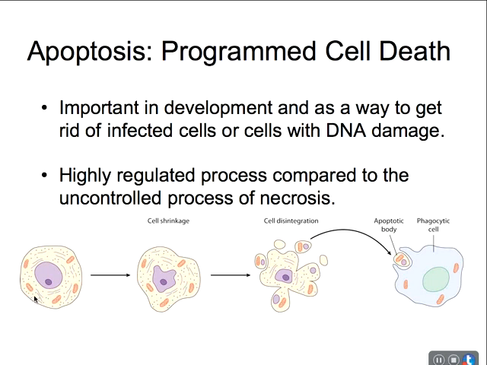It's also used to get rid of defective cells. So virally infected cells will undergo apoptosis as a way to get rid of that viral infected cell. It also can be triggered because of DNA damage. So if there's significant DNA damage, that can trigger apoptosis. So this is an ability that all cells have that gets turned on in an appropriate time. So important in development and as a way to get rid of infected cells or cells with DNA damage. It is a highly regulated process.